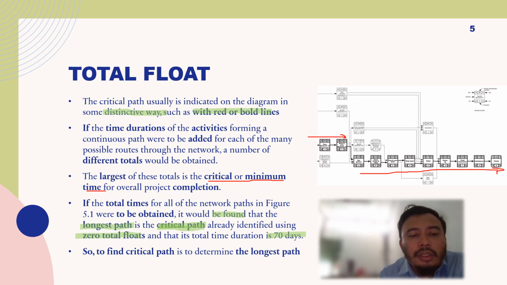So all the activities within the longest path, the critical path, would have zero total floats, and the total duration will be the total duration for the whole project. So to find the critical path is to determine the longest path. You must determine the longest path within your precedence network diagram.